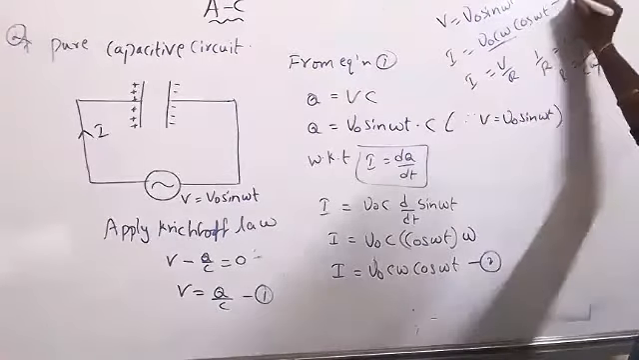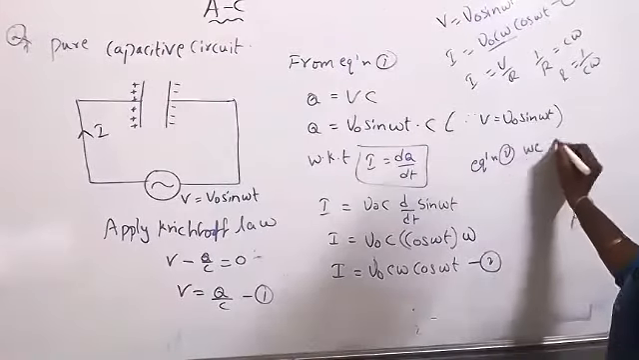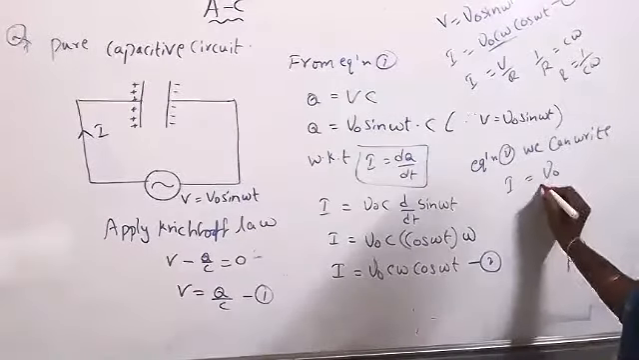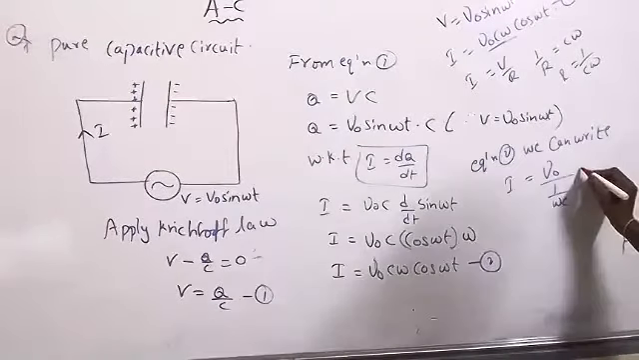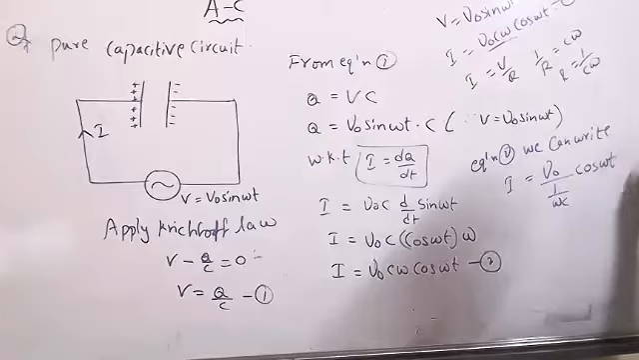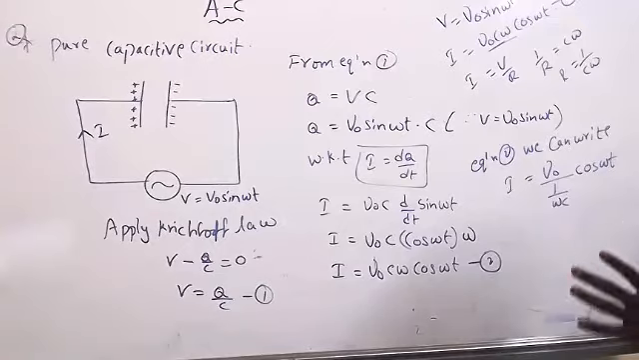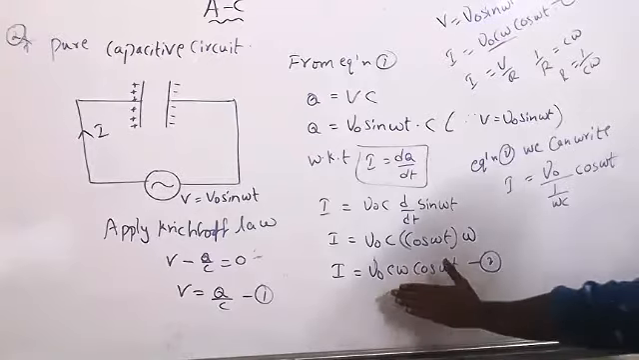So this current equation 2, we can write I is equal to V naught by 1 by omega C, or C omega, cos omega t. Can we write like this? Any doubt, Likita? No, sir. Okay. Clear, right? Just we got up to here.